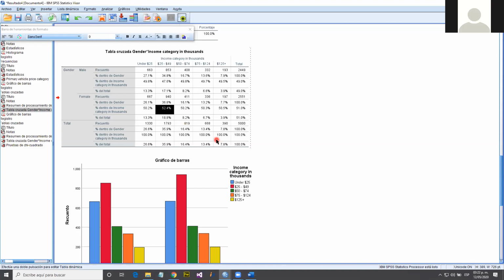For example, look at the other ones. You can see right here, 50.2, 50.2, 50.3, 50.5. They're almost the same, just very alike. And then suddenly we have a 52.